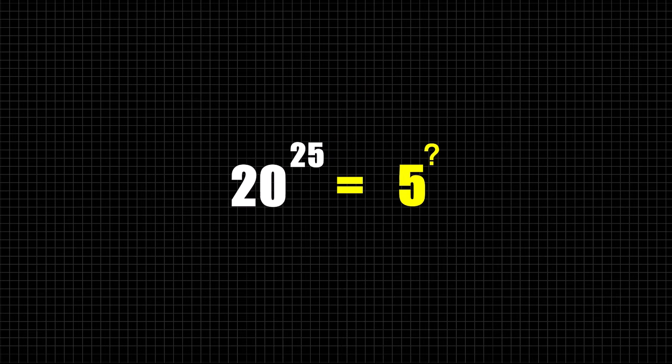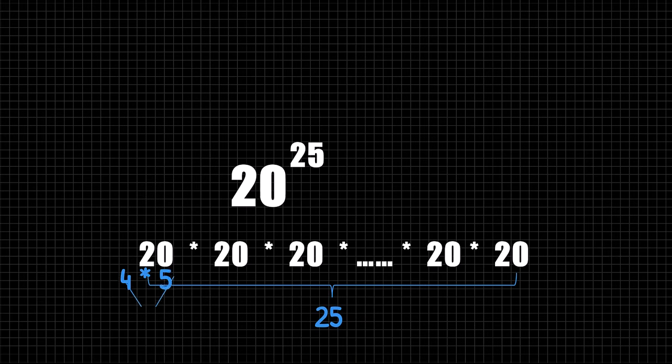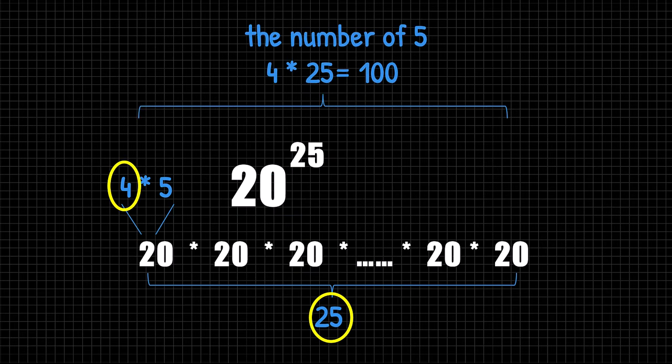Let's start with 20 to the power of 25. The power of 25 means we multiply 20 25 times. And 20 is just 4 copies of 5. So that is 25 times 4 equals 100 copies of 5. 20 to the power of 25 equals 5 to the power of 100.